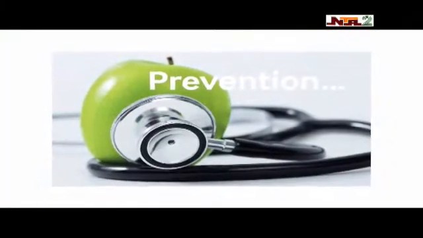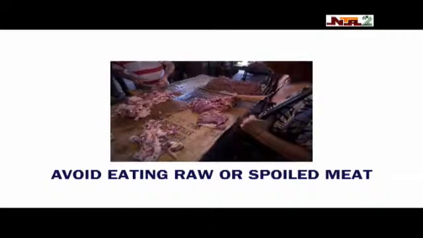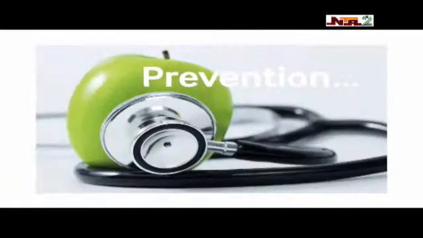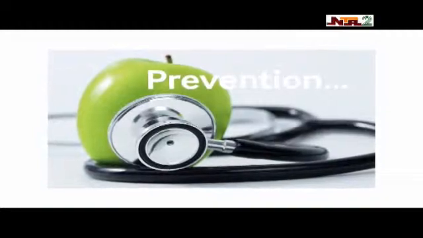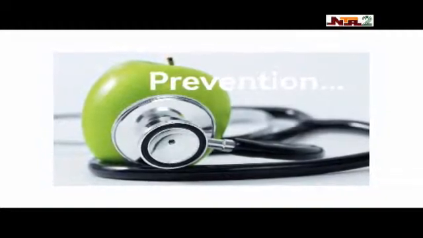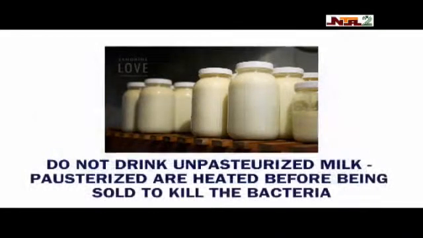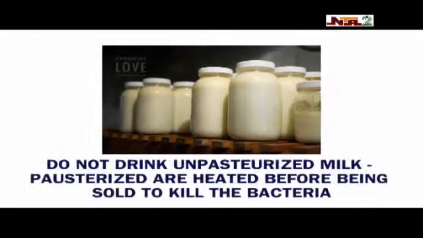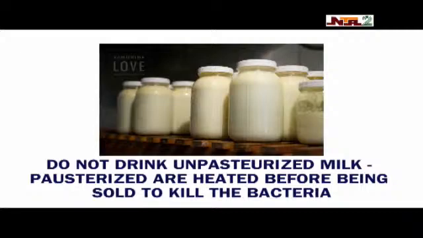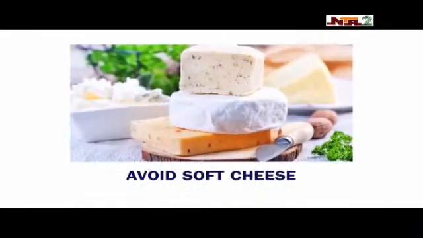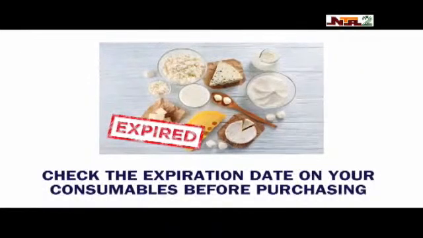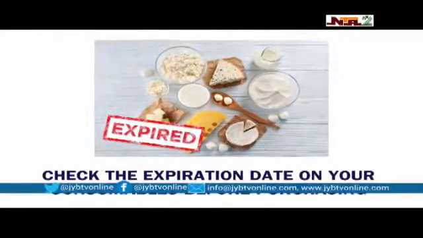And these are the prevention tips. Number 1, avoid eating raw or spoiled meat. Number 2, do not let juices or drippings from raw meat, poultry, or shellfish touch other foods you plan to serve or eat. Number 3, do not drink unpasteurized milk. Pasteurized milk is heated before being sold to kill the bacteria. Number 4, avoid soft cheese. Number 5, check the expiration date of your consumables.